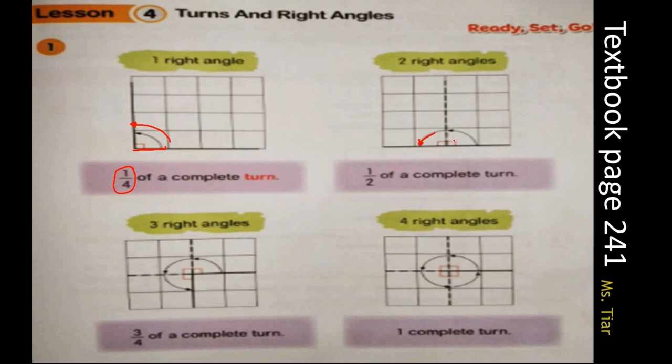Now we have two right angles, which means we have a half of a complete turn. And then three right angles, 1, 2, 3, we have 3/4 of a complete turn. And then if the pencil that you put together at first goes to the side, and to the side, and to the side, and then goes back to the first pencil, it means we have made one complete turn.